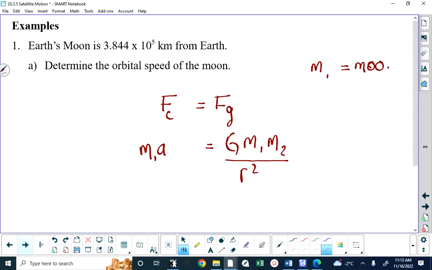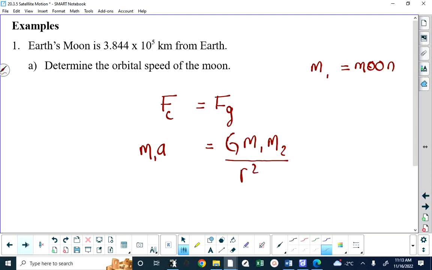Why is m1 the mass that we're multiplying by the acceleration? Why is it the moon's mass and not the Earth's mass? Because we're trying to find the orbital speed of the moon. It's the one orbiting the Earth. Right. It's the one orbiting the Earth, so it's the one experiencing a centripetal acceleration.